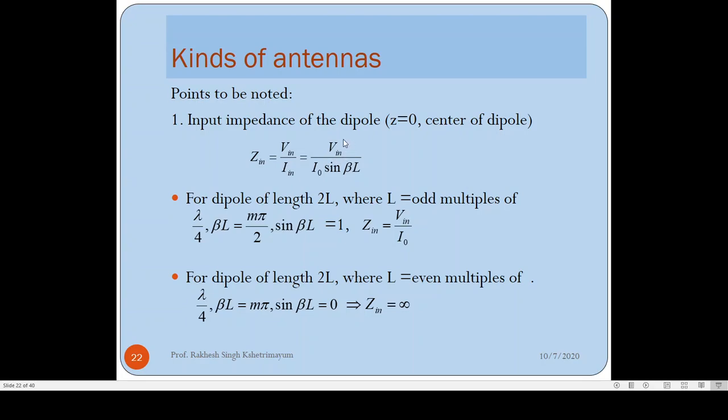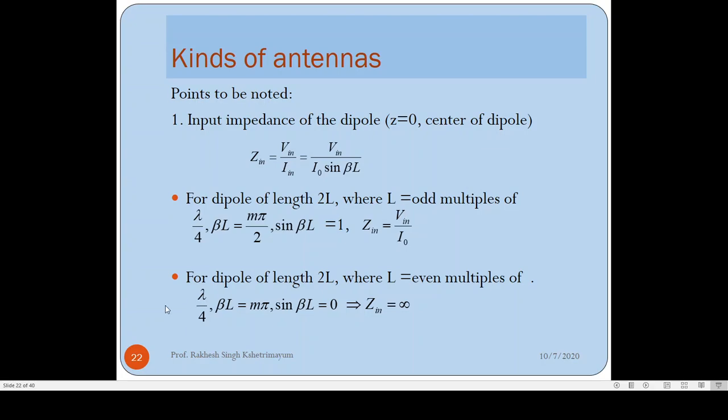One point to be observed is that for the dipole length of 2L, when 2L is an odd multiple of lambda by 2, or L is an odd multiple of lambda by 4, in that case you can see that sine beta L is equal to 1. So this term becomes 1. In that case, Zin will become simply V in by I naught. So you can find out the input impedance of the antenna if you know I naught and V in.